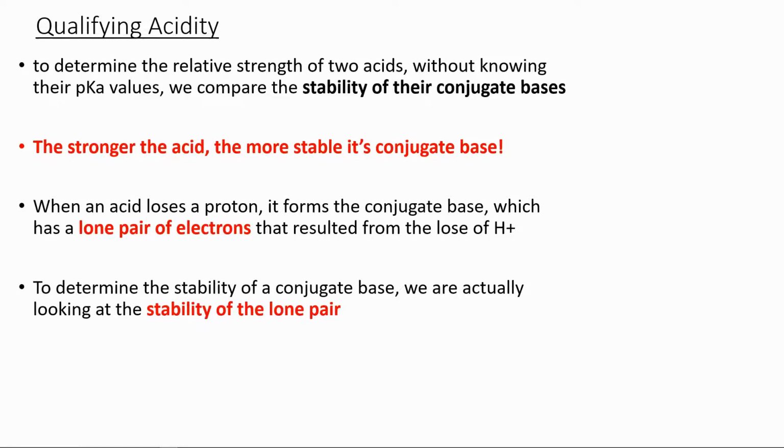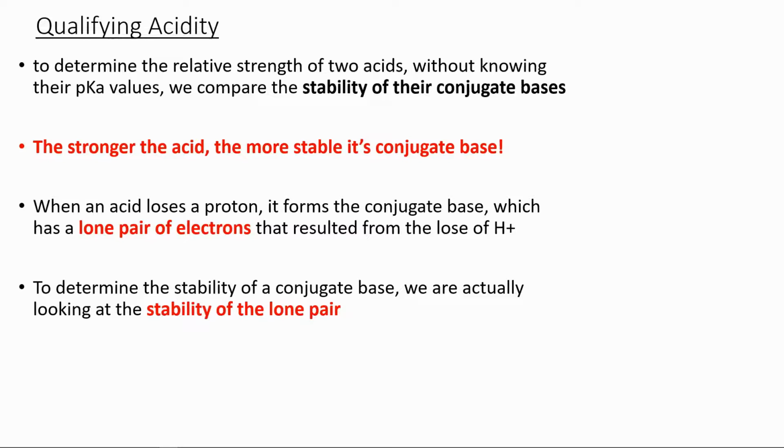If we want to determine the relative strength of the two acids without knowing the specific value, we're going to compare the stability of their conjugate bases. So remember when we looked at the electronegativity of an atom like oxygen and chlorine, we said that those atoms were able to stabilize the negative charge or the extra electrons better because of their electronegativity. This is going to be a similar trend that we see when we're comparing acidity. We're going to look at the stability of the conjugate base.